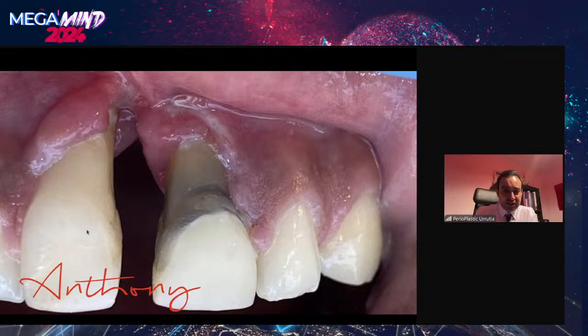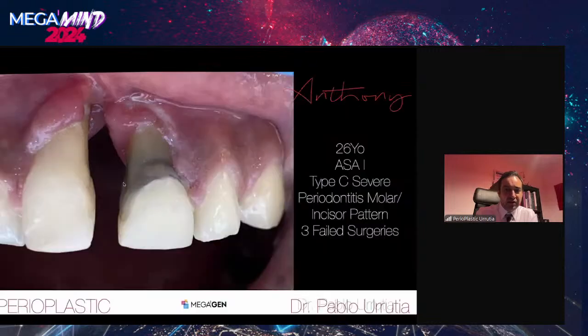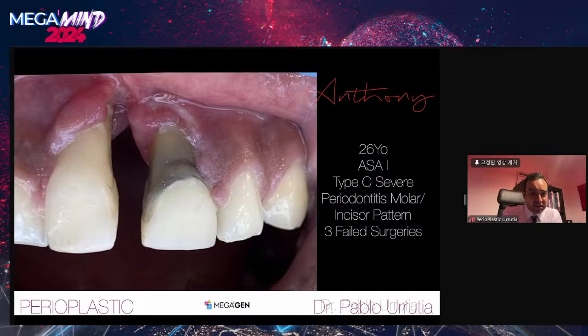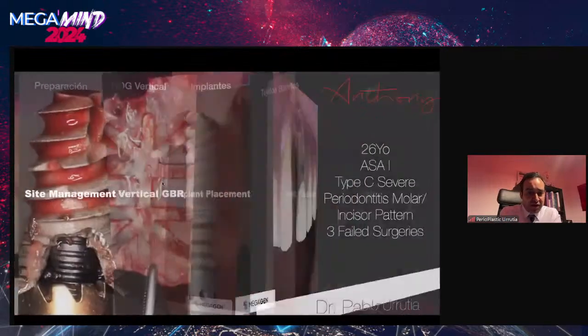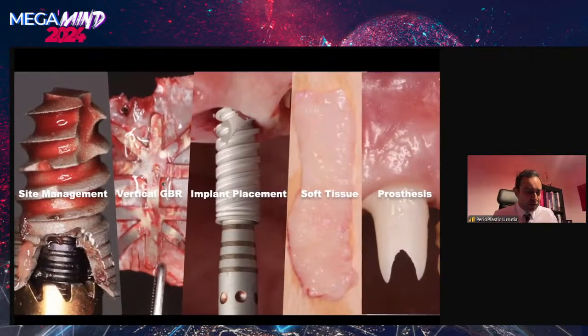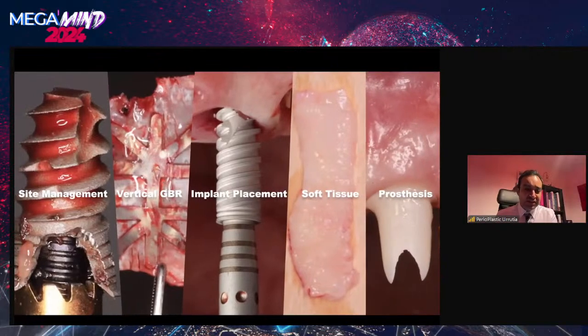You can see the huge defect and 3 failed surgeries. It's a 26-year-old patient with no comorbidity, incisor pattern, and 3 failed attempts of surgeries. So the situation and the protocol that we always use to face this challenge is site management, vertical GBR, implant placement, soft tissue, prosthesis, and maintenance phase.